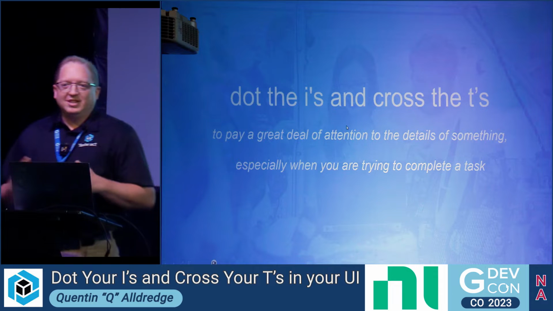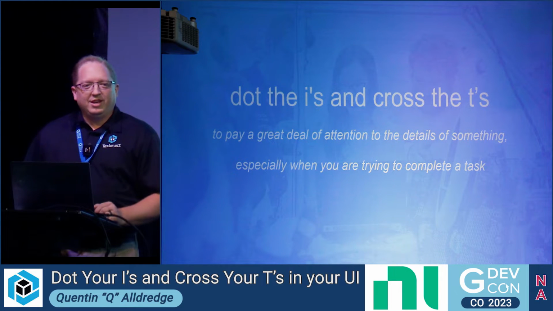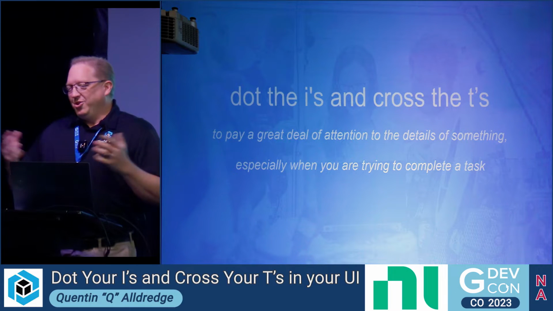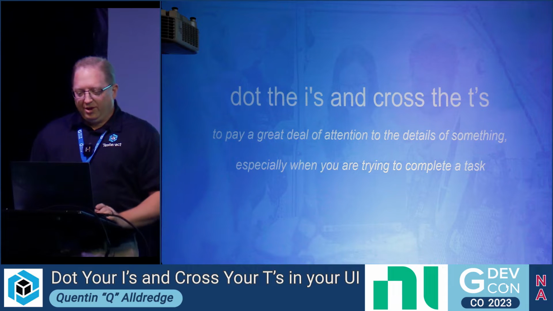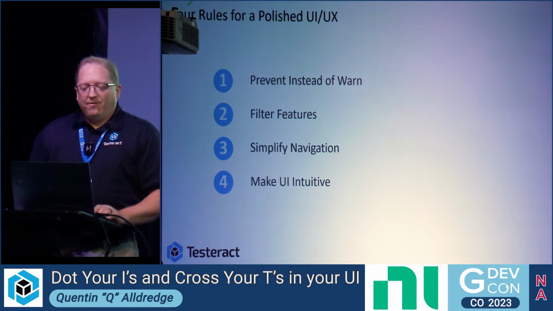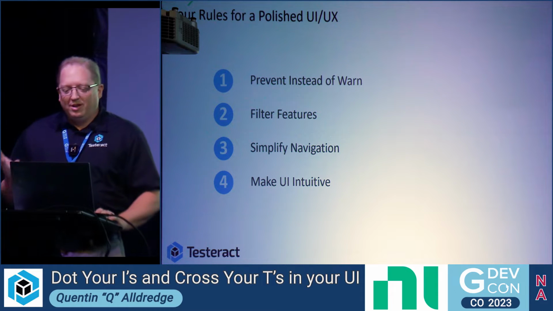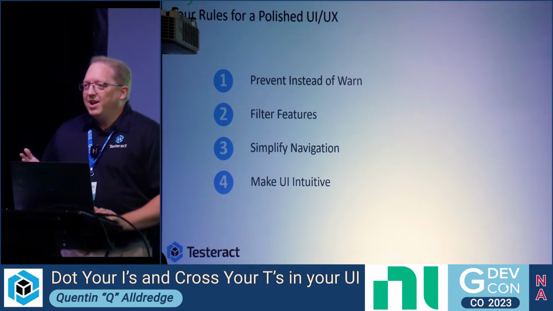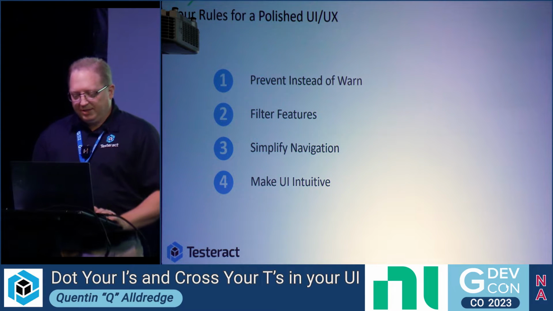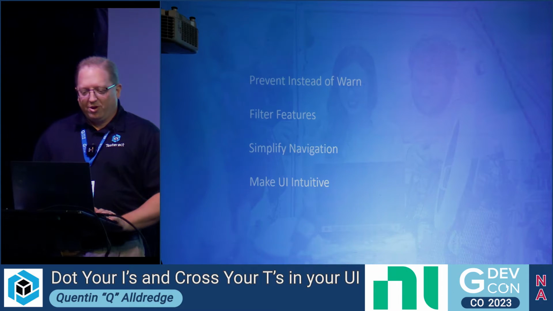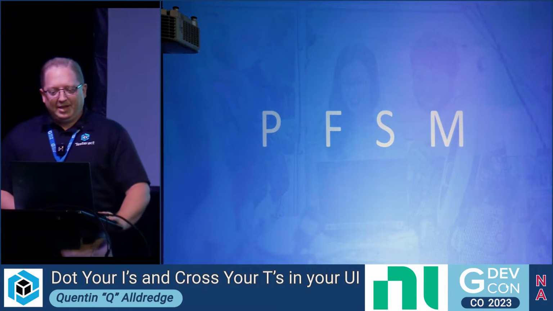Okay, so dotting the I's and crossing the T's usually refers to all of those fine details that you need to do, and usually are the things that you wait till the end to do, not that you need to wait till the end to do them. And so I have 4 rules for a polished UI. Prevent instead of warn, filter features, simplify navigation, and make UIs intuitive. And in order to help you remember these, here's a nice acronym, PFSM.